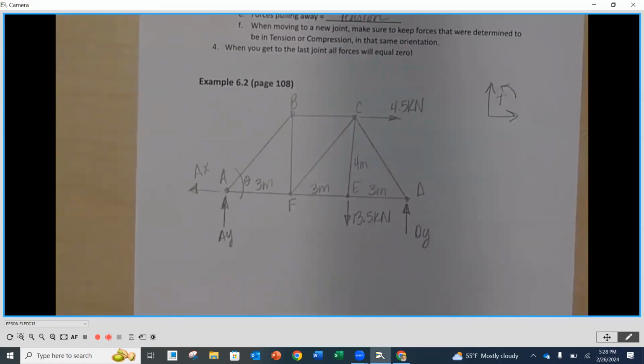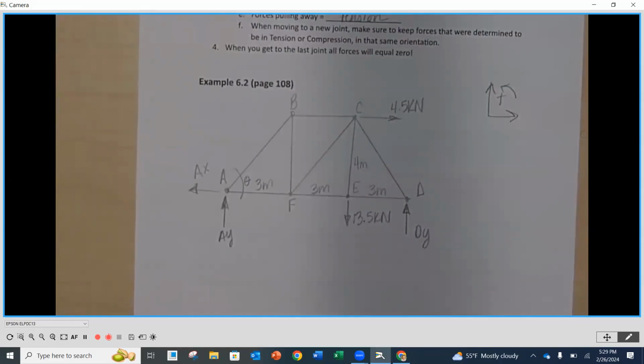So your free body diagram should look very similar to this. At A, you should have an AX and an AY. At D, you should have a vertical force. I have mine pointing up, both AY and DY pointing up. And then my X at A is going to the left because I have an X force going to the right already. And what we want to do next is determine AX, AY, and DY.